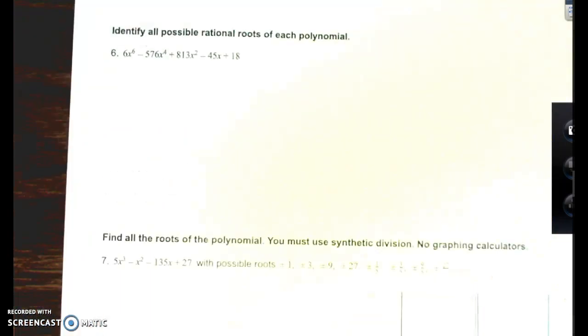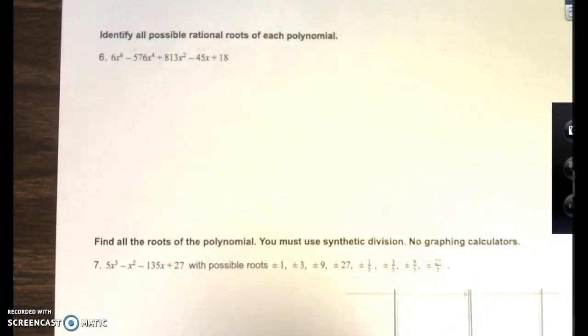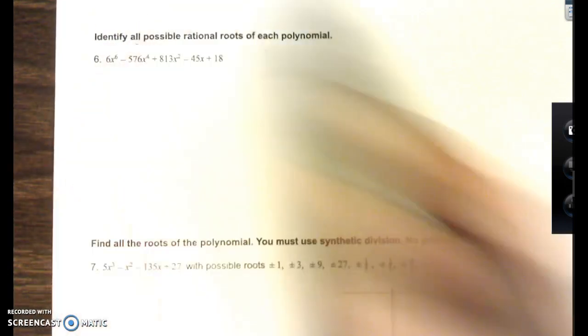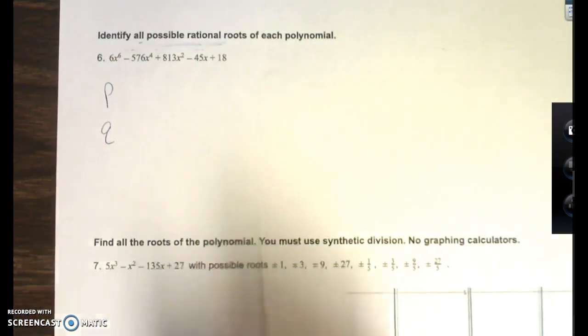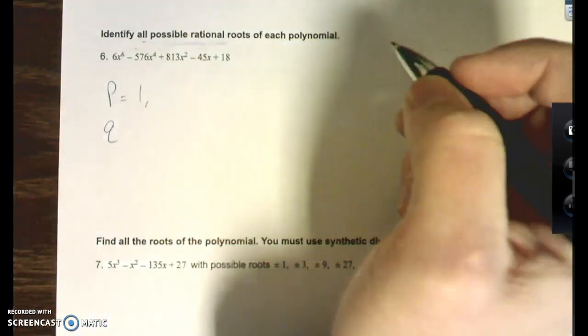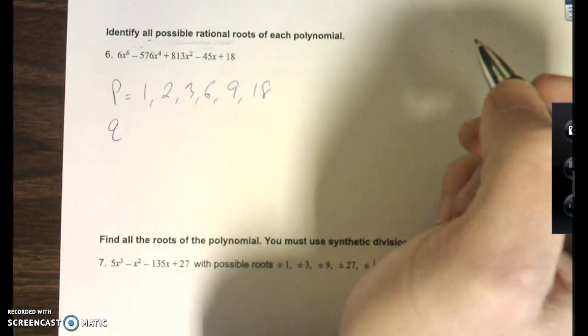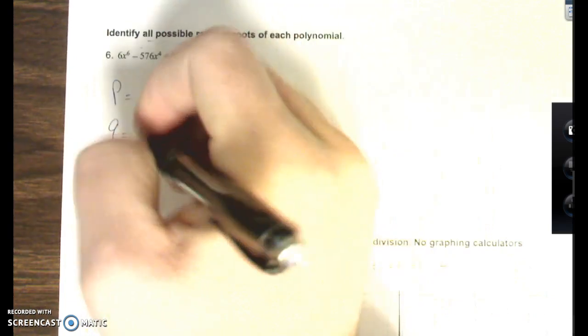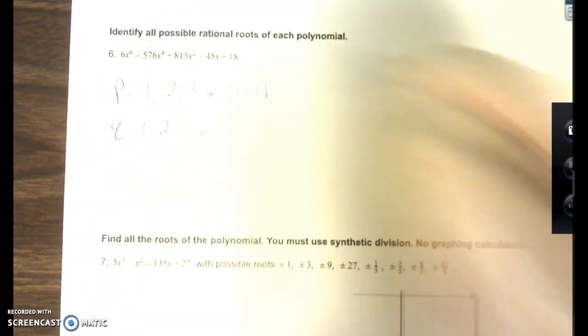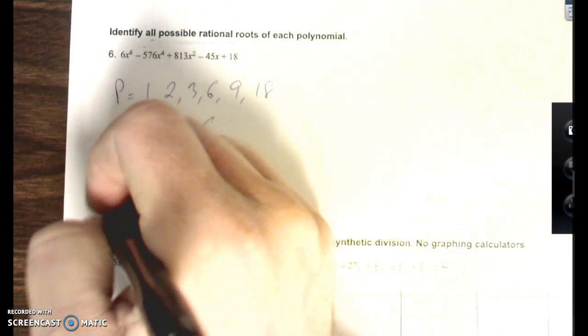Okay, identify all possible rational roots of each polynomial. Guys, when it says identify all possible rational roots, this is your P's and Q's. Okay? P's are the factors of your last term. So, what numbers multiply to give you 18? 1, 2, 3, 6, 9, 18. Okay? What numbers multiply to give you your first term, which is 6? 1, 2, 3, 6. Now I'm going to do P's over Q's.